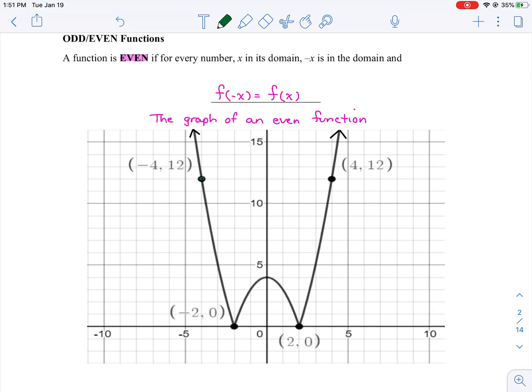So notice that these two ordered pairs lie on the same horizontal plane, and that means that their outputs are equal. In this case, the output is 12. The domain value for the coordinate on the left is -4, and the domain value for the coordinate on the right is +4. So this implies that f of -4 is equal to f of 4, which is equal to 12.